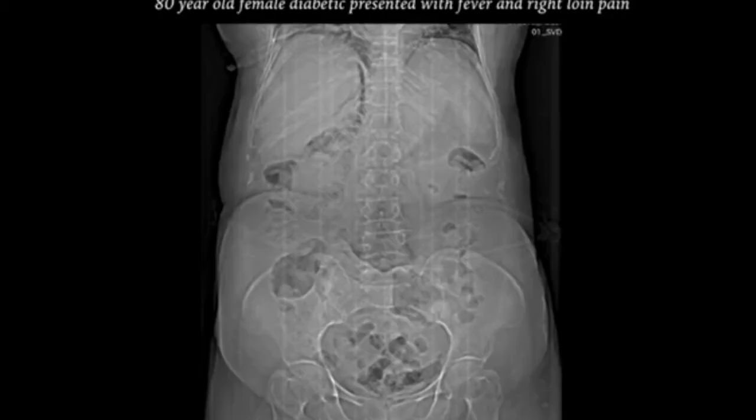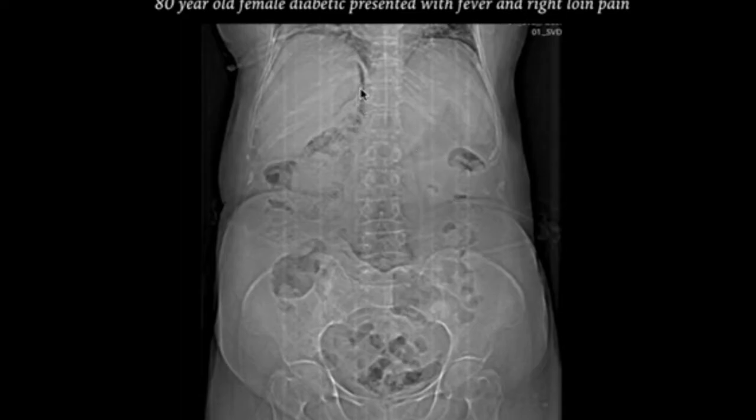So let us see. An 80-year-old female diabetic patient presented with fever and right loin pain, and this is the topogram of the CT abdomen. The main findings which we observe here are the mottled lucencies in the right renal region. You can see the air lucencies in the shape of the renal parenchyma, that is the renal shadow, and you can see the left renal shadow is normal, with no significant abnormality in the left renal region.